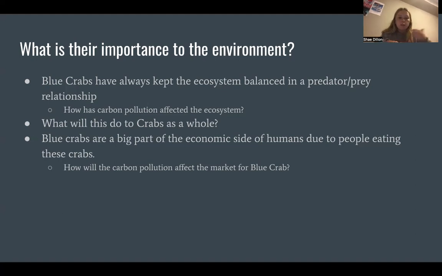And it's a domino effect from the carbon pollution, to the increase of shell size, to the less crab meat, to the crash of the blue crab market.